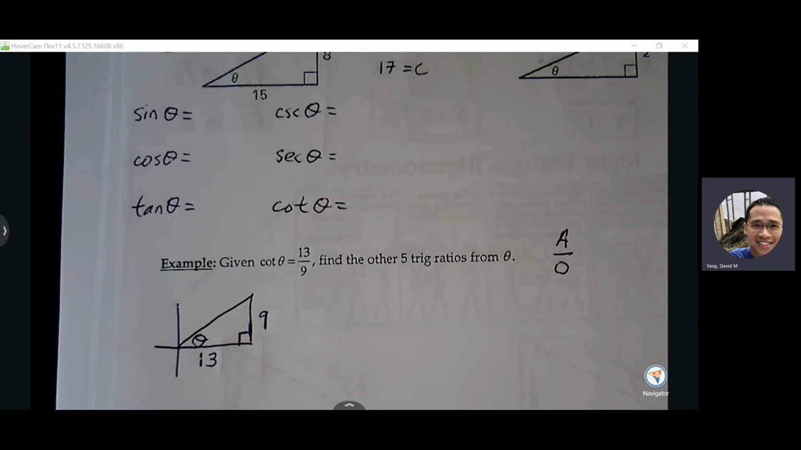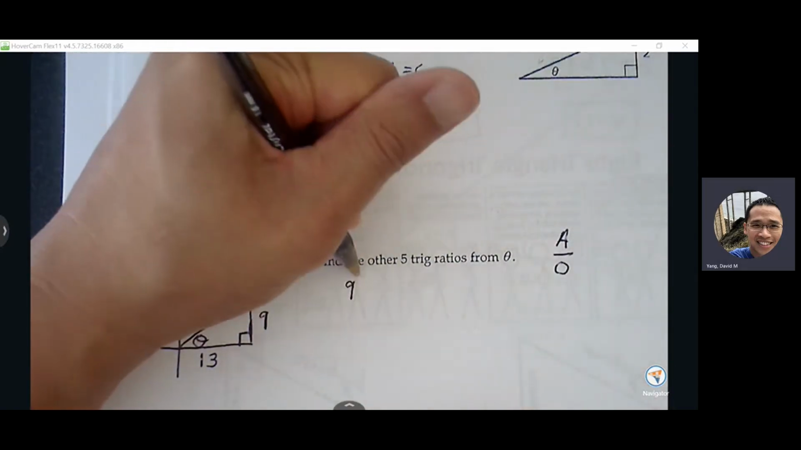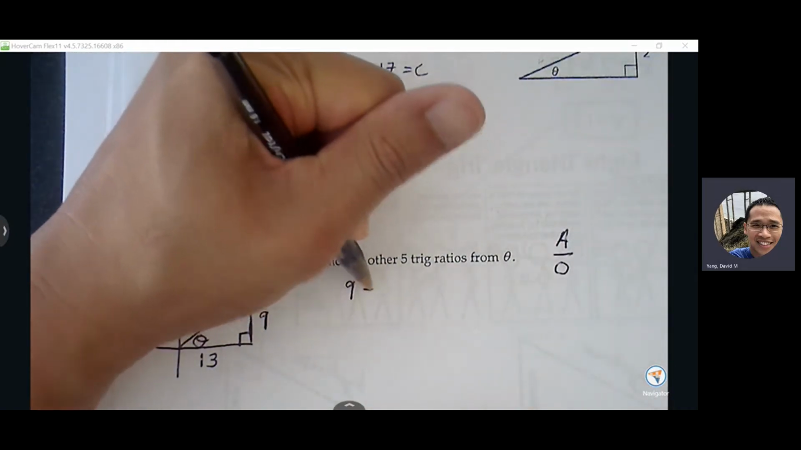Pythagorean theorem will help us get to that missing hypotenuse side. And if you don't have a calculator, I'll go ahead and work this out.